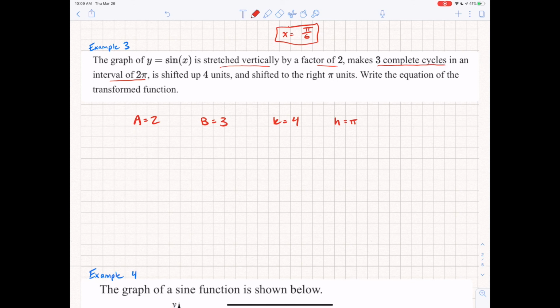So then, because it's a sine function, I know this has to be 2 sine 3, parentheses, x minus pi, plus 4. It's as easy as that. You really need to know the formula, and then it's plug and chug from that point on.